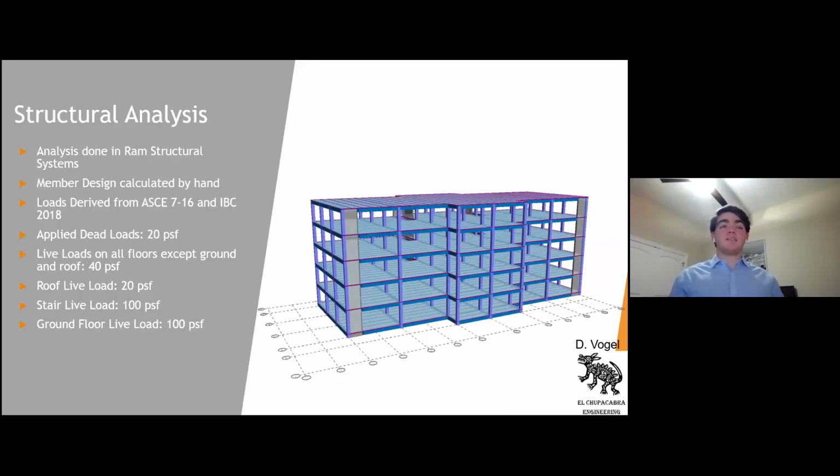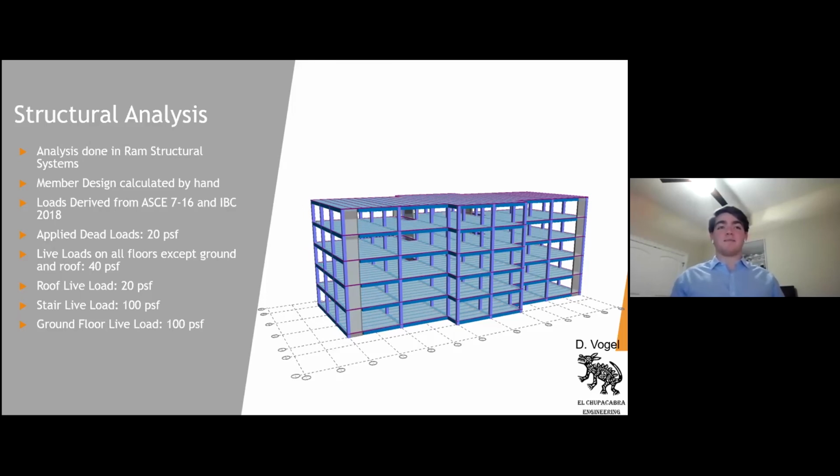Our structural analysis was done in RAM Structural Systems using concrete. Our member design was calculated by hand using ACI 318-19. And our loads are derived from ASCE 7-16 and IBC 2018. Our applied dead loads on every floor except for the ground floor were 20 PSF. Our live loads on all floors except for the ground and roof are 40 PSF with a 15 PSF live load partition. Our roof live load was 20 pounds per square foot, and our stair live load was 100 PSF. For our ground floor live load, it was 100 PSF. Using these loads, our design accounts for the non-sway first order analysis using moments, shear, member connections, splice length, bar cutoff and continuity, and deflections.